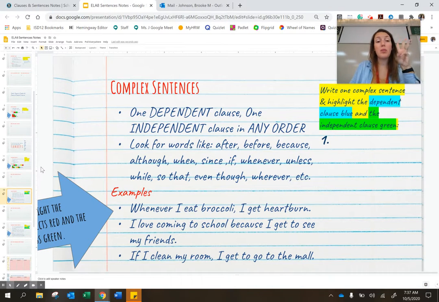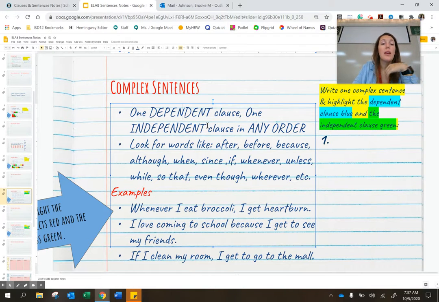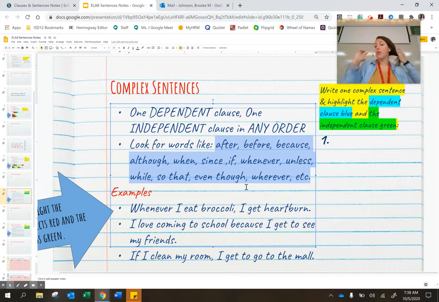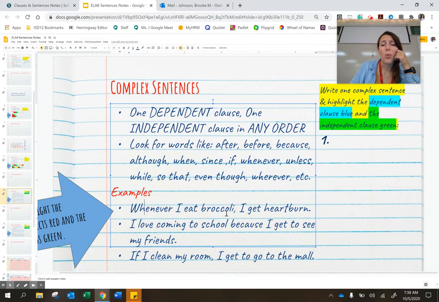Sentence type number 3, complex sentences. So you have one dependent clause and one independent clause in any order. So you're looking for words like after, before, because, although, when, since, if, whenever, unless, while, so that, even though, wherever, etc. So all of those words are going to be normally at the beginning of the dependent clause. So whenever I get broccoli, I get heartburn.